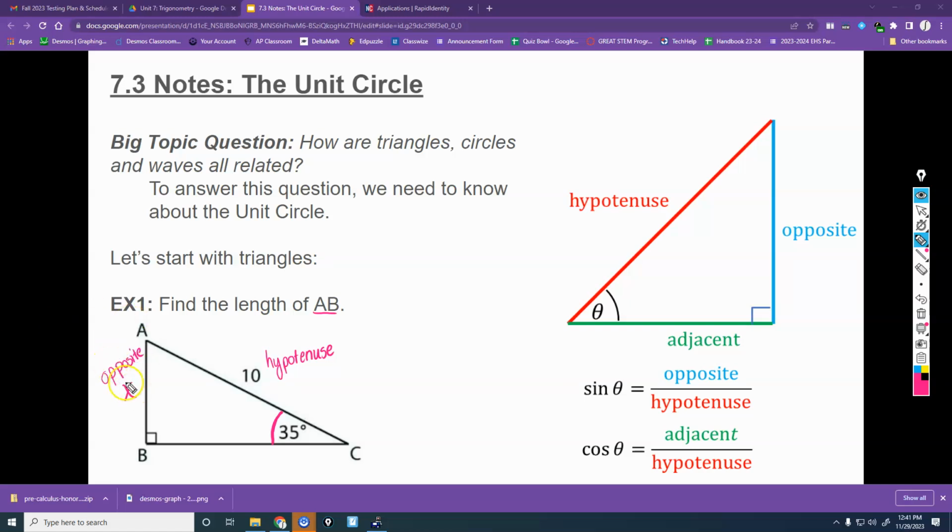So if we have opposite and hypotenuse, we need to use sine for this problem. So we would say sine of 35 degrees equals, and then we would have to have the opposite side on top, which would be x, and the hypotenuse on the bottom, which is 10.